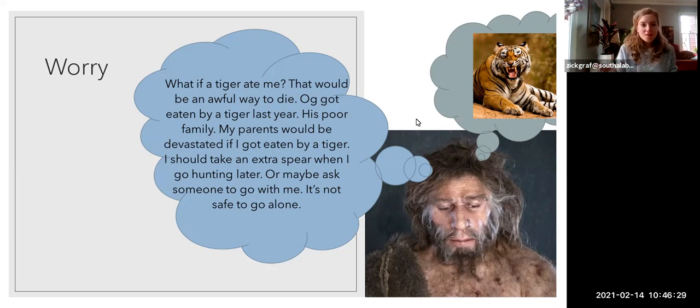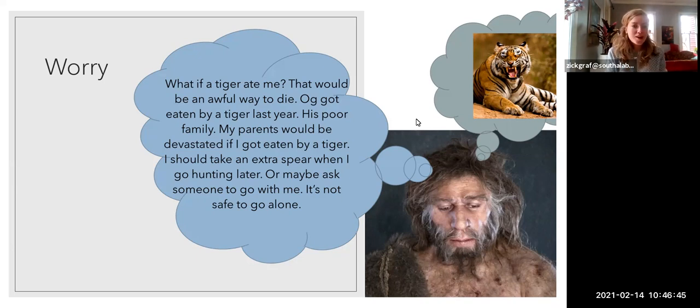So as you can kind of see from this example, part of worry is this sort of distressing rumination where you think about worst case scenarios in ways that raise your own anxiety and distress level, but don't necessarily help you solve problems. So thinking about how upset your family would be if you did get eaten by a tiger.